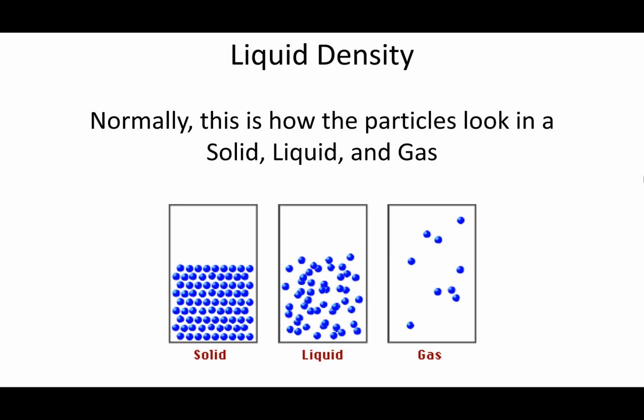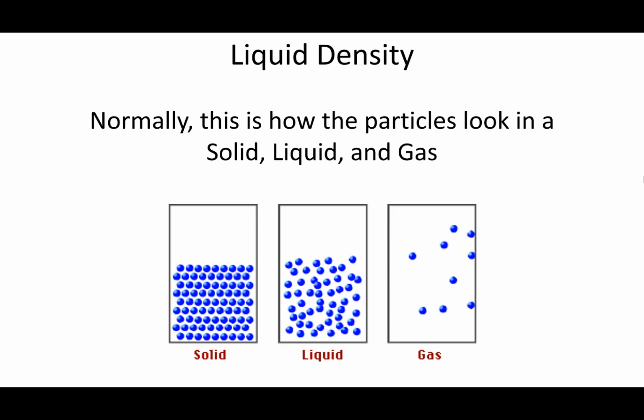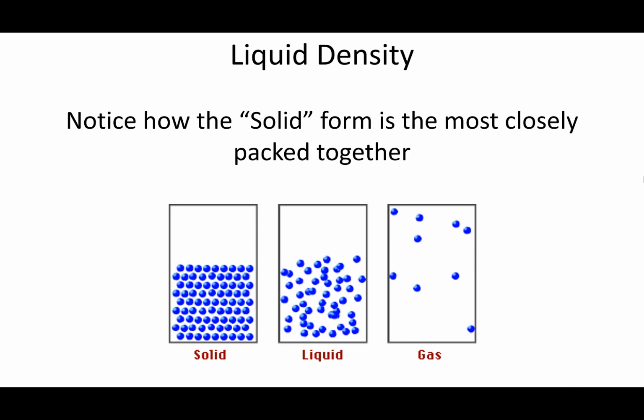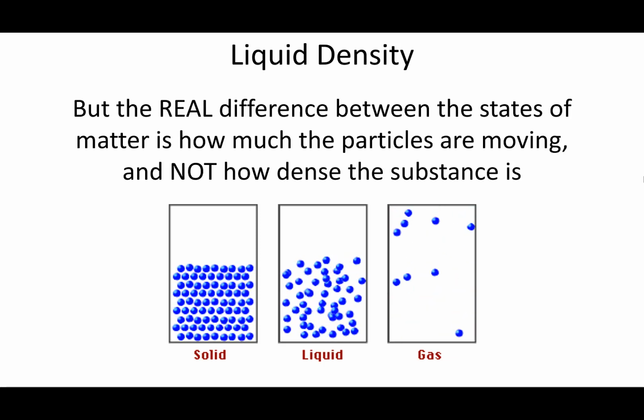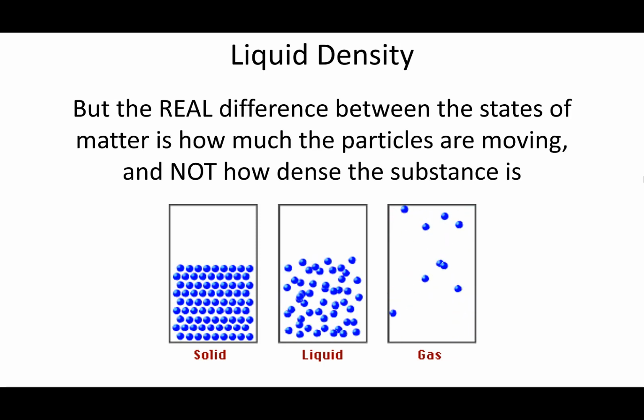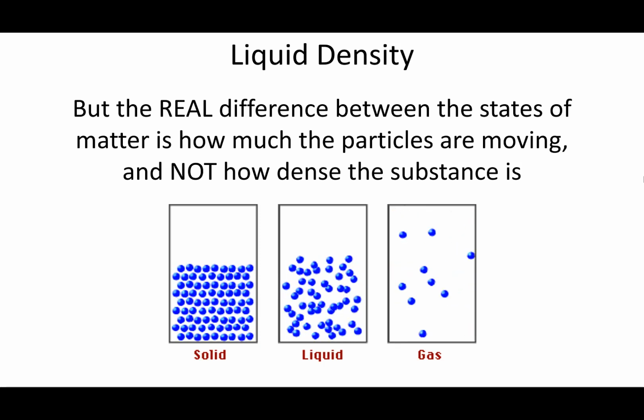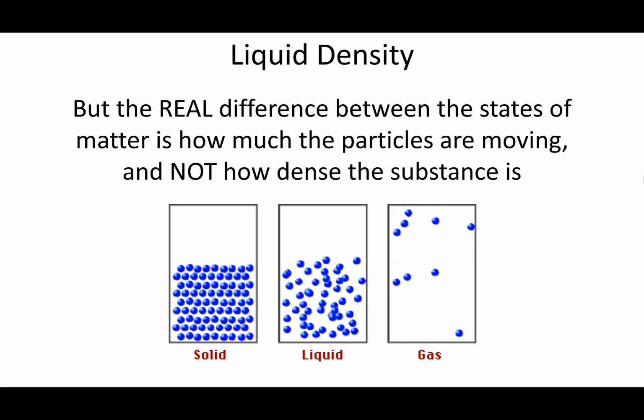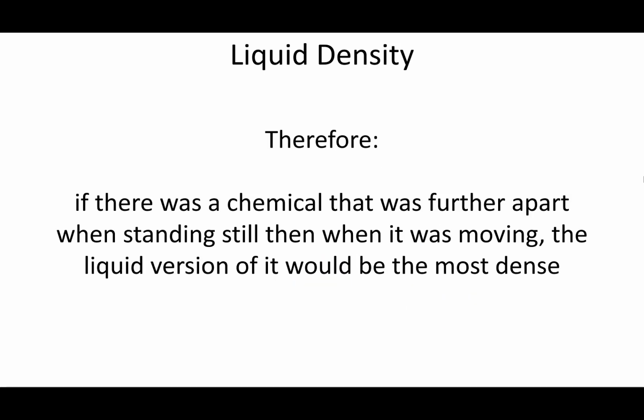Normally, this is how the particles look in a solid, liquid, and a gas. Notice how the solid form is the most closely packed together, because it's moving the least. But the real difference between the states of matter is not how dense the substance is, it's how much the particles are moving. Therefore, if there was a chemical that was further apart when it was standing still than when it was moving, then the liquid version of it would be the most dense, because when it was moving around, it would be closer together.